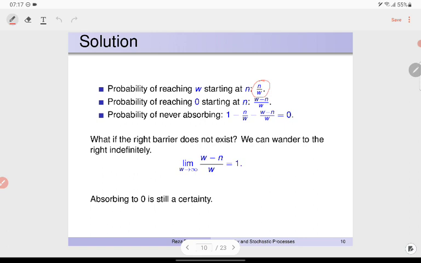Absorbing to 0 is still a certainty. So there is no way for us to wander indefinitely to the right without absorbing. This is the end of our topic of random walk.